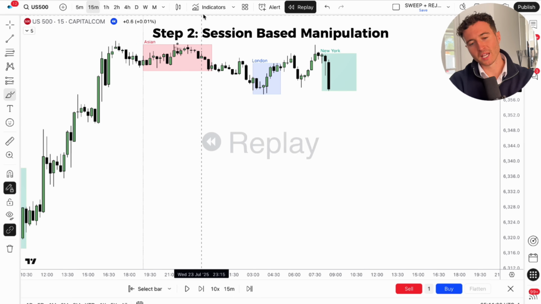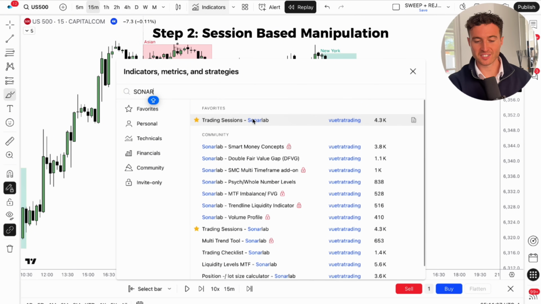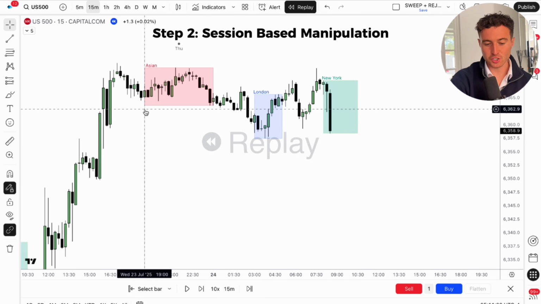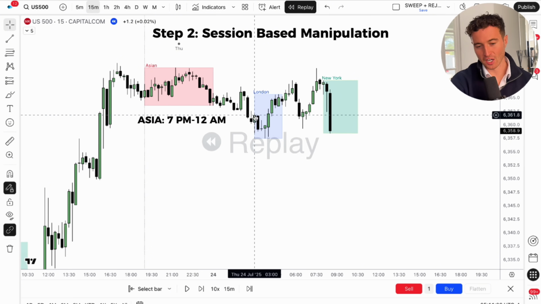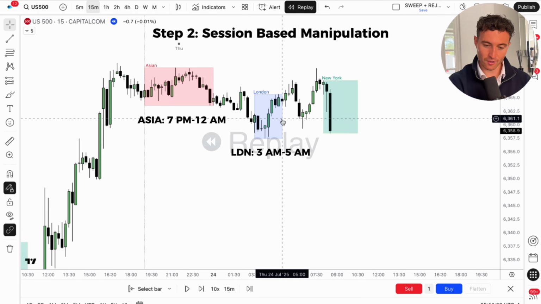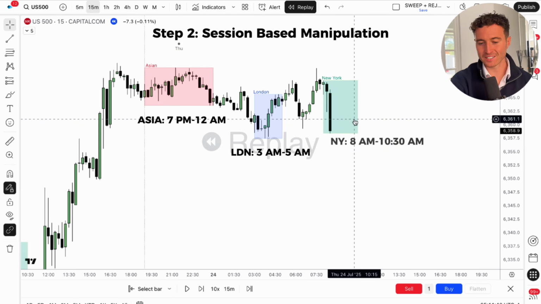What I want you to do is head over to the indicators tab at the top of your screen. I like to use this session indicator right here, which is called Trading Sessions-Sonar Lab, and this is by Vutra Trading. You can double click this and apply it to your chart. Then we have the Asia session from 7 p.m. until 12 o'clock midnight, the London session from 3 a.m. until 5 a.m., and the New York AM session, which is from 8 a.m.